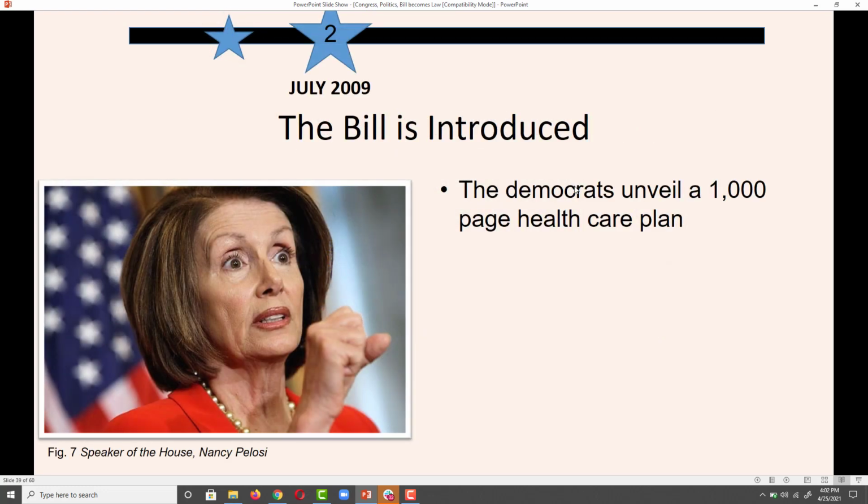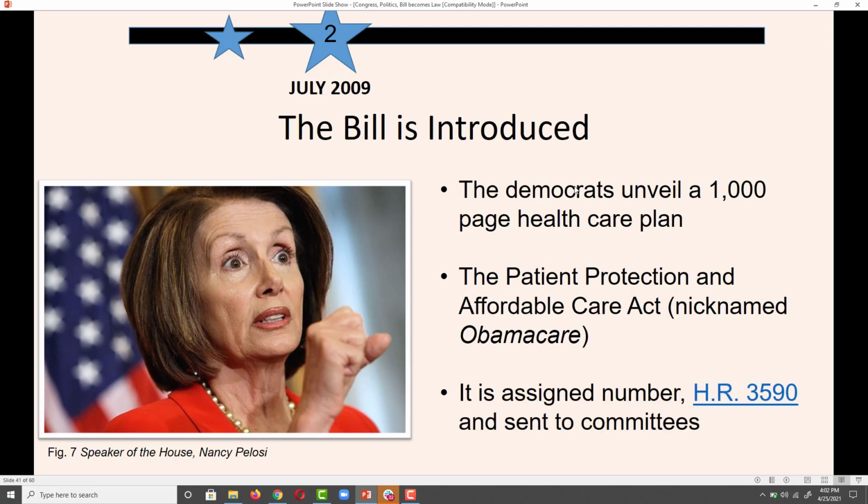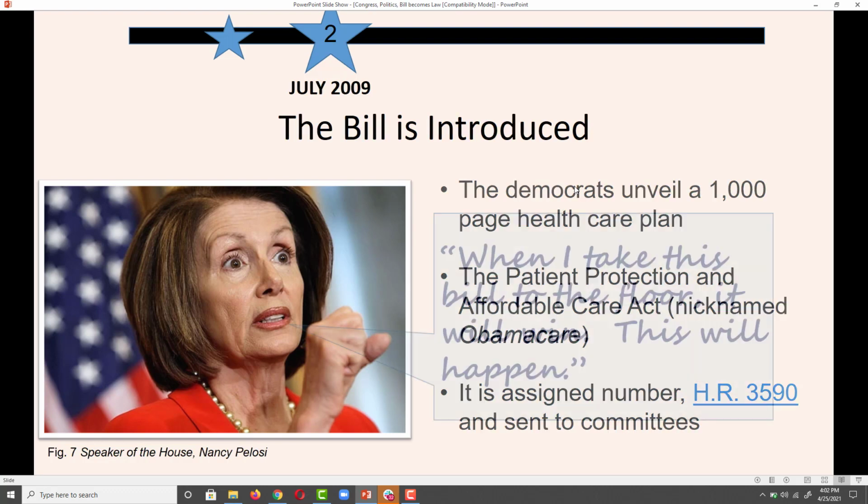All right, here's the former Speaker of the House, who's now also again the current Speaker of the House, Nancy Pelosi. She brought the bill to the House floor, being the Speaker, and unveiled a 1,000-page healthcare plan. It's given a name, the Patient Protection and Affordable Care Act, sometimes called the PPACA, sometimes called ACA, sometimes just called Obamacare. It is assigned a number, H.R. 3590, and it is now sent to committees.